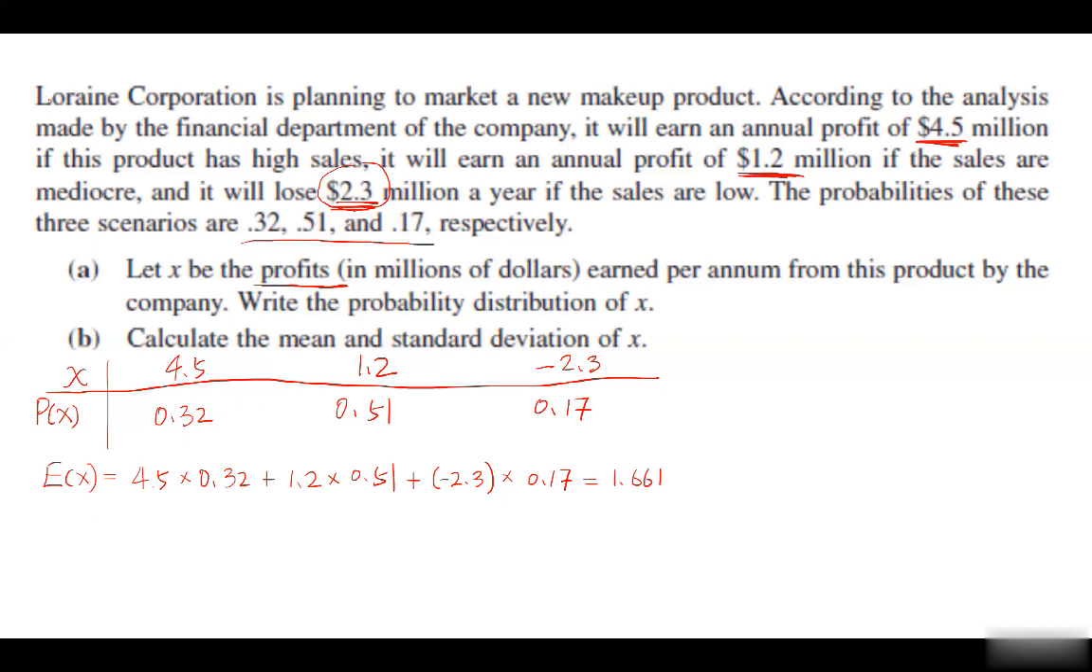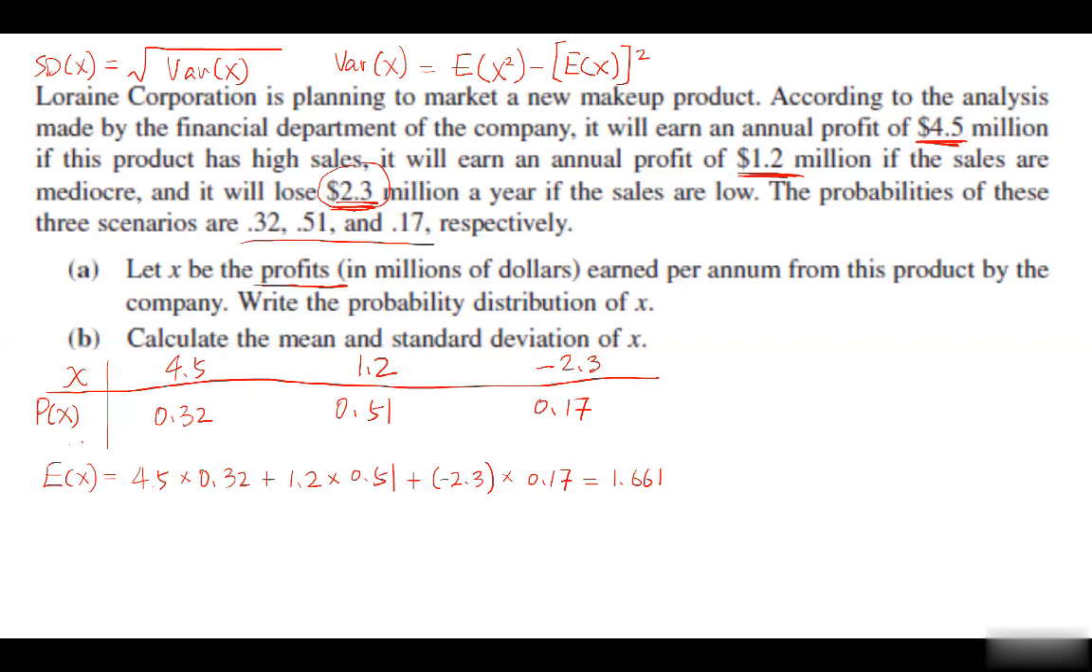How about the standard deviation? The standard deviation of X is the positive square root of the variance of X. And the variance of X is calculated according to the alternative formula, which is the expected value of X squared subtracted by the expected value of X first calculated and then squared. Okay, so we already have the expected value of X. Next, we need to calculate the expected value of X squared.